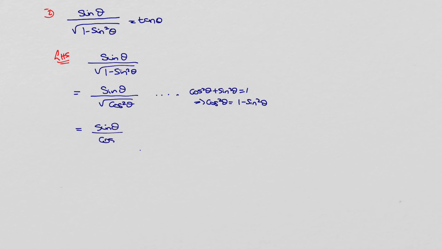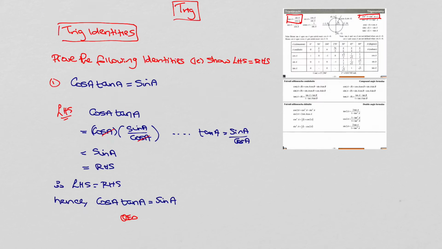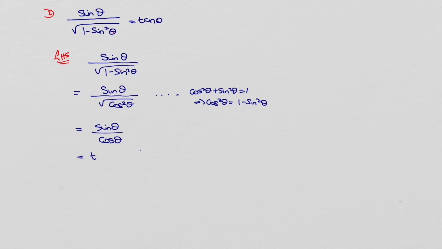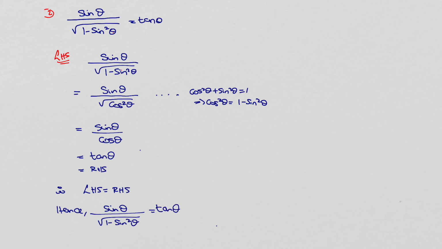And what do we know about sine over cos? Well, again, go back to the top left-hand side of page 13. Tan is sine over cos. So that means that sine over cos theta is tan theta. That's the right-hand side. And we say again, therefore, left-hand side equals right-hand side. Hence, that means that this original statement, sine theta over the square root of 1 minus sine squared theta is equal to tan theta. And again, obviously, if you were to put in any value for the angle theta there, the left would give you the same answer as the right.